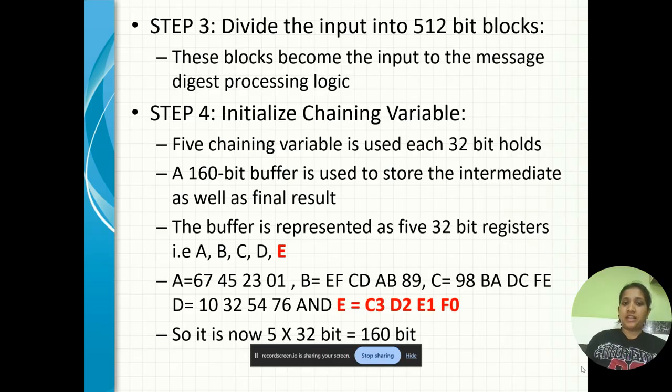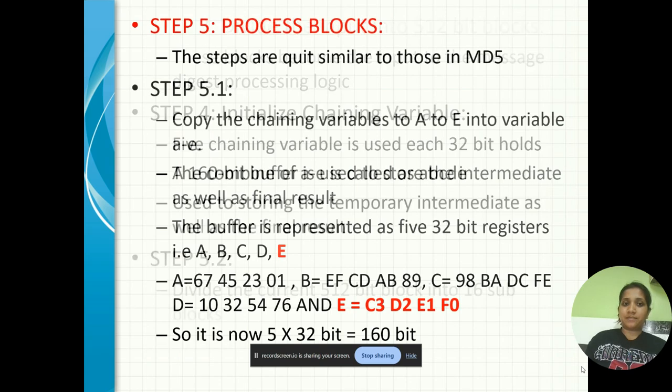Step 4, initialize chaining variables. 5 chaining variables are used, each 32 bits. A 160-bit buffer is used to store the intermediate as well as the final result. The buffer is represented as 5 32-bit registers, that is A, B, C, D and E. So it is now 5 into 32 bits, that is 160 bits.